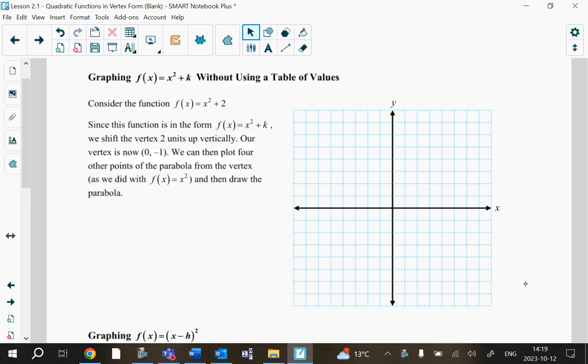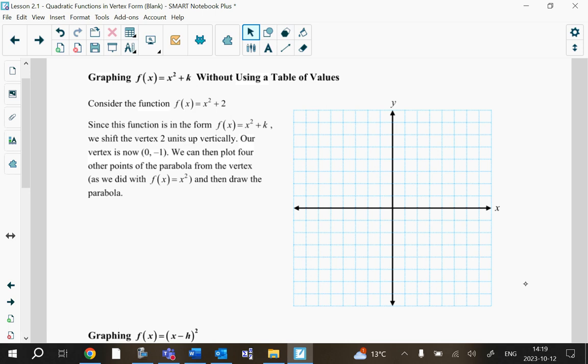Like last year, we did lines. We called them linear functions, quadratic functions. You want to make sure you understand that word quadratic. Okay, when we graph a parabola, what point on the parabola do we always start with? The vertex. And then from the vertex, how many other points can we get just by moving from the vertex?